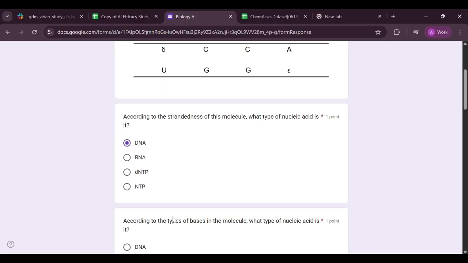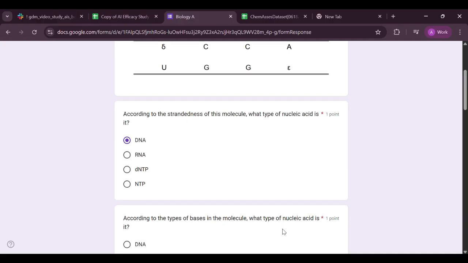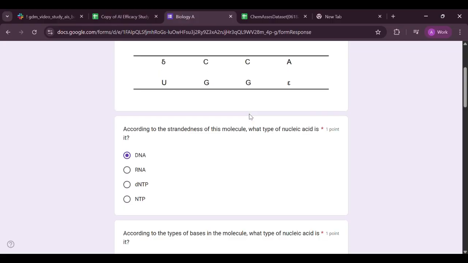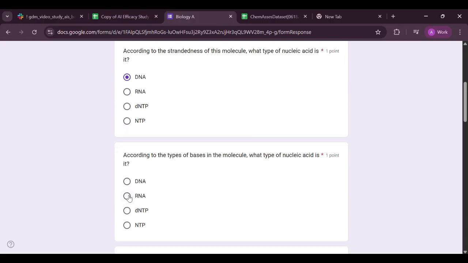And according to the types of bases in the molecule, what type of nucleic acid is it? We can see that the bases present are uracil, adenine, guanine, and cytosine. As uracil is present, which is a part of RNA, but if it were DNA, there must be a thymine, but it is not present here. So due to uracil and adenosine, this is RNA. So here we can take RNA.